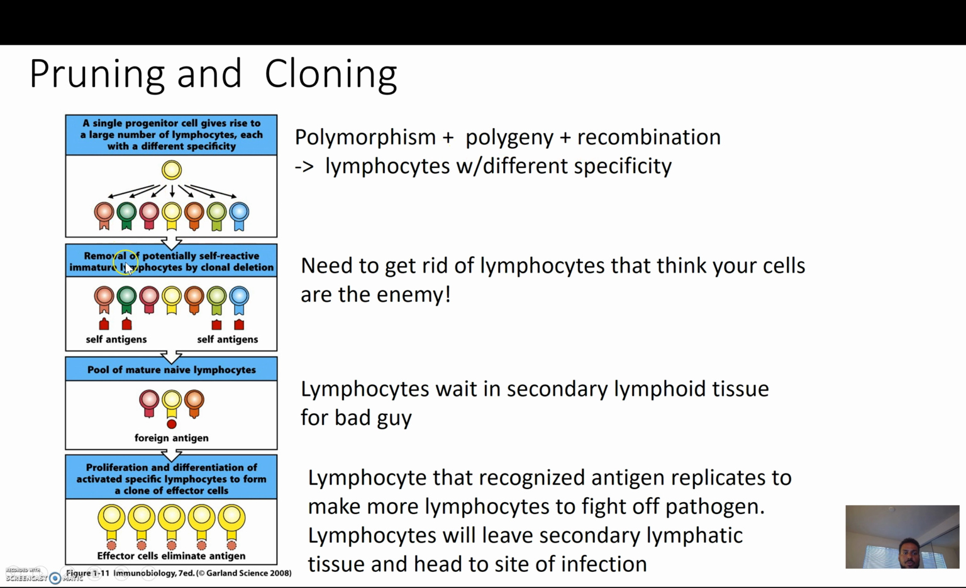Then we end up removing the potentially self-destructive immature lymphocytes by clonal deletion. That's what I was alluding to before. Whenever the antigen that these lymphocytes recognize happens to be your own tissues, that's a bad thing. We can't have our lymphocytes attacking our own tissues, so they are killed. And so then we have a pool of mature, naive lymphocytes that haven't yet been introduced to an antigen.